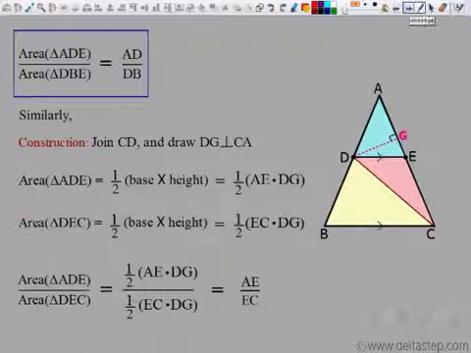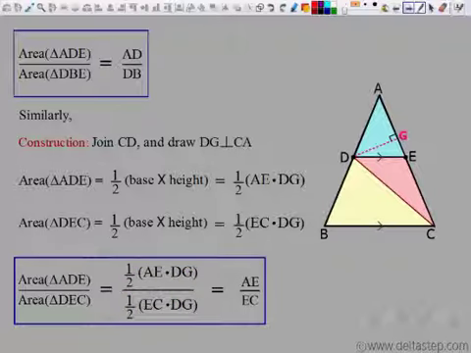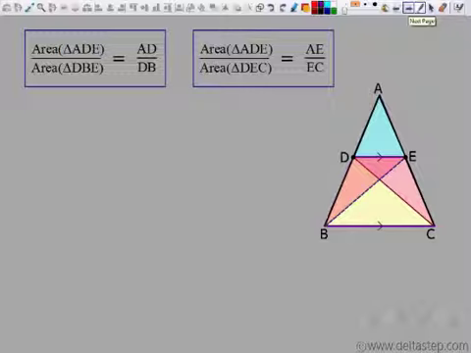Let us see. Dividing the two, again DG common, half common, gives AE by EC. So we've seen this, this is what we'll remember and take forward. Now we've got this: area of triangle ADE to triangle DBE is AD by DB, and area of triangle ADE to this triangle DEC is AE by EC. So this is what we've got.